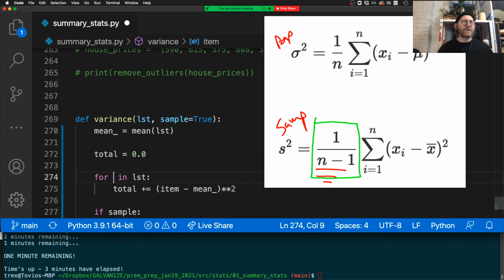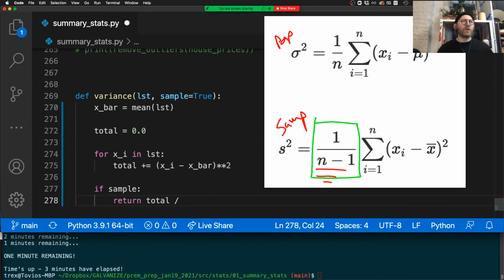So that should be pretty straightforward. Maybe I'll rename this. I'll call this x sub i in list if we want to match x sub i. And the mean I could call x bar. Yeah, why don't I call it x bar? Then we'll do that, just to do a more direct translation between the two. So I can do the total divided by the length of our list and apply Bessel's correction. Now I do have to wrap that in parentheses.